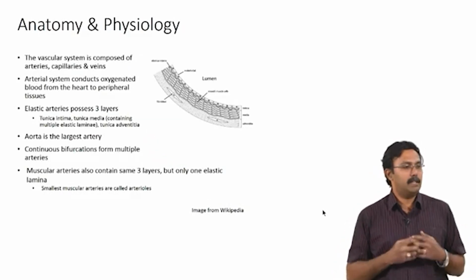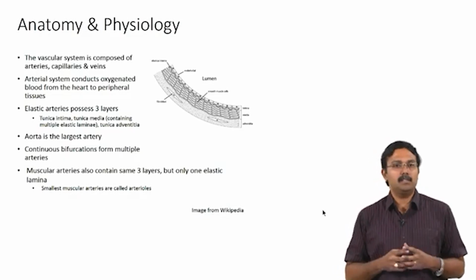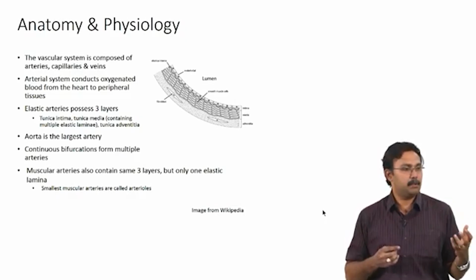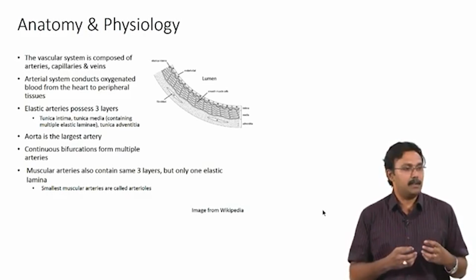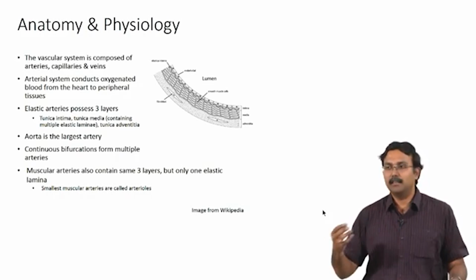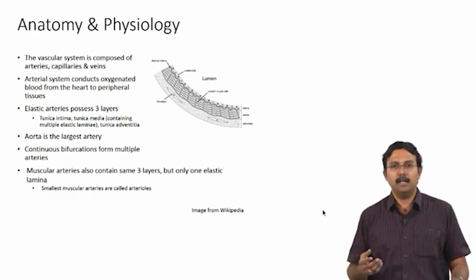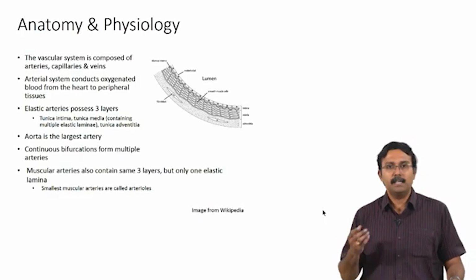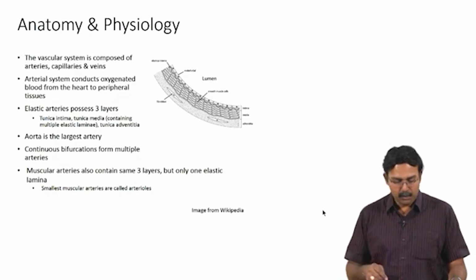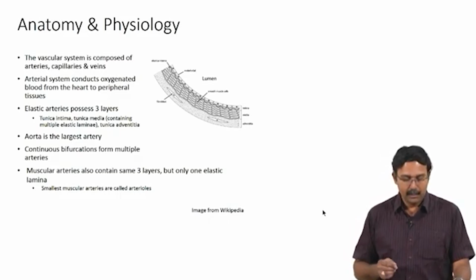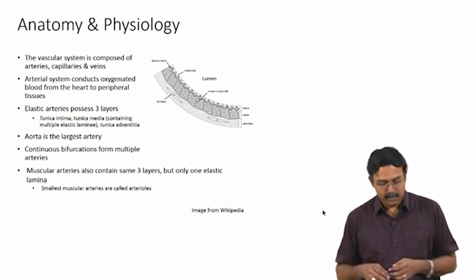So, if we are talking about vascular tissue engineering, we need to understand what these blood vessels are and what they are made of. A vascular system is composed of arteries, capillaries and veins, and you mainly look at arteries when you are talking about engineering these vascular tissues. This arterial system conducts oxygenated blood from the heart to the peripheral tissue. It contains 3 regions. The artery basically has the innermost region, which is the tunica intima, the middle region, which is the tunica media, and the outer region, which is the tunica adventitia.